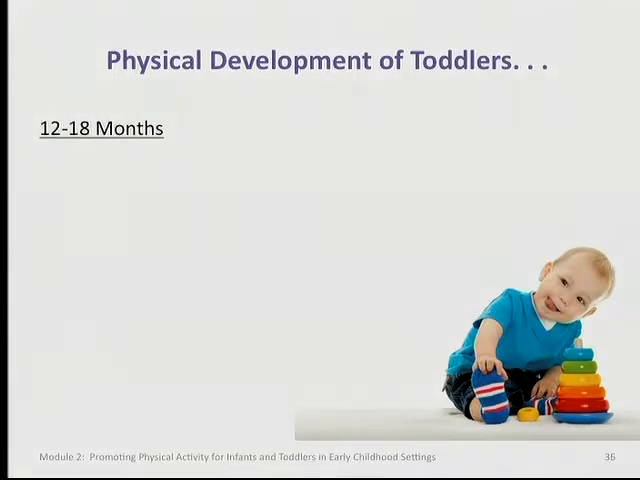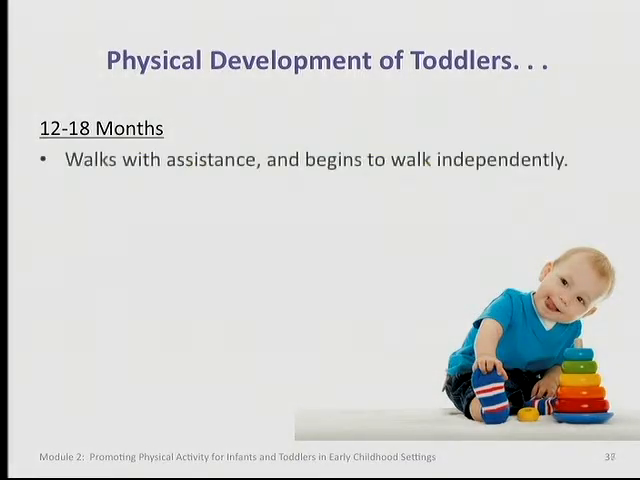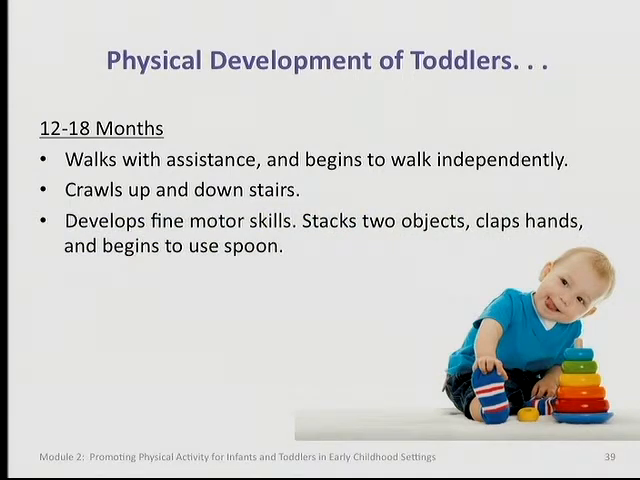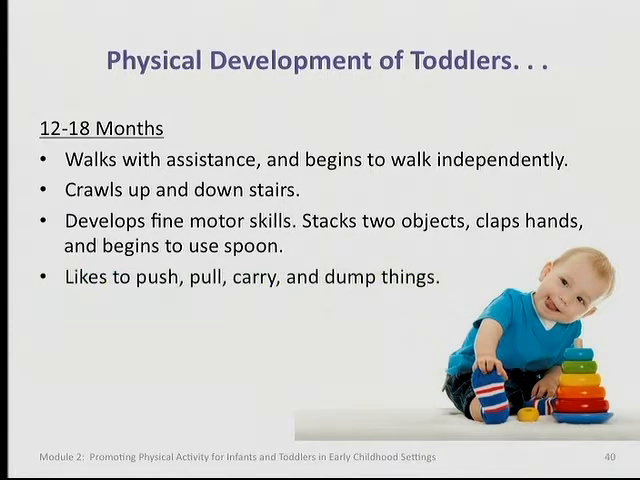At 12 to 18 months of age, toddlers can walk with assistance, and many toddlers begin to walk independently. Most young toddlers can crawl up and down stairs. Fine motor skills continue to develop as toddlers stack two objects, clap hands, and begin to use spoons. Favorite activities include pushing, pulling, carrying, and dumping objects.